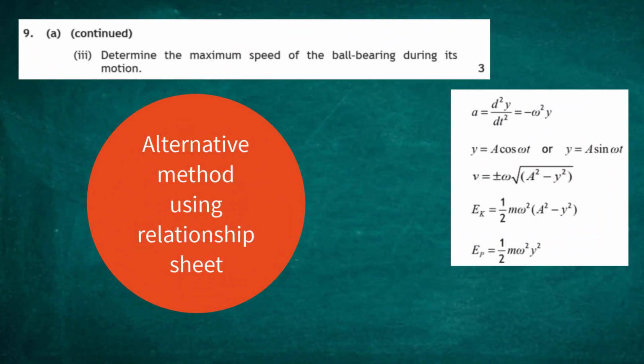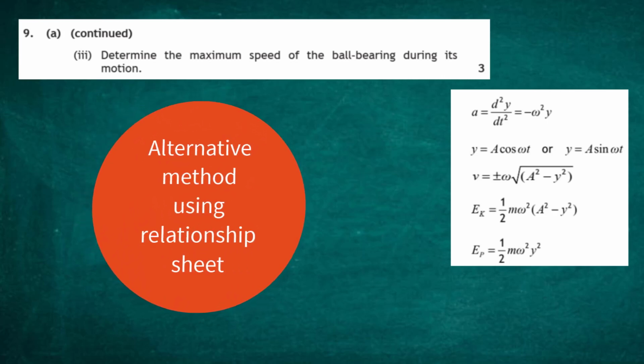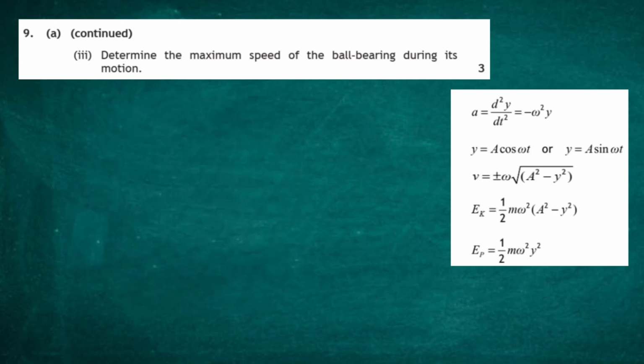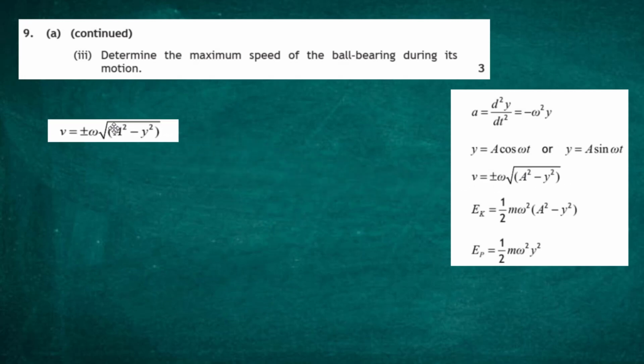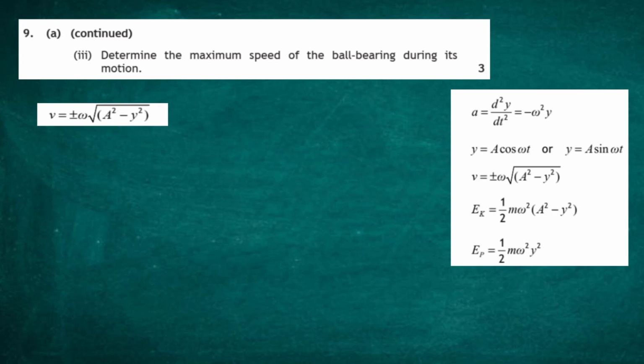Here's the alternative way of doing question 9, relying on the Advanced Higher Physics relationship sheet. We have a section of it printed on the right hand side of the screen. And the equation we're going to use is this one here: v equals plus or minus omega times the square root of a squared minus y squared.